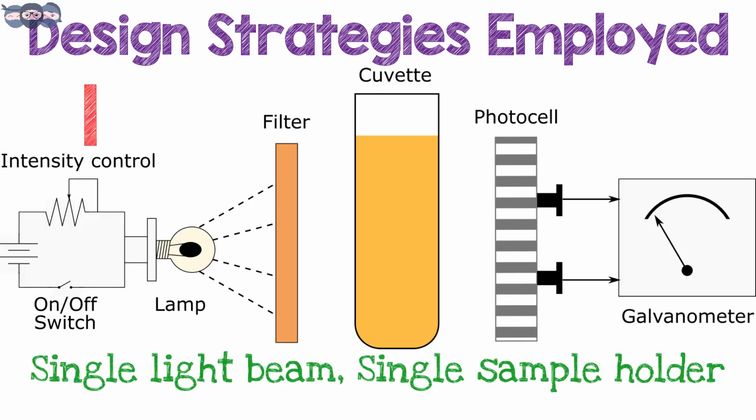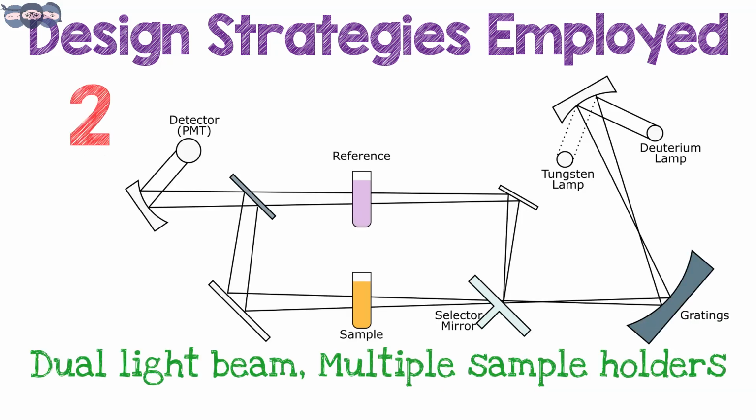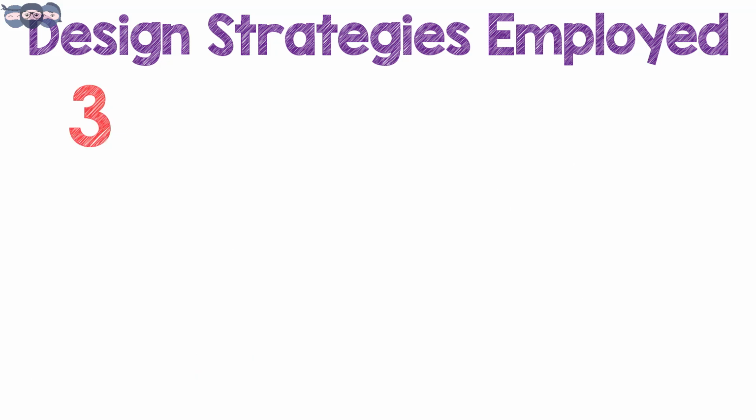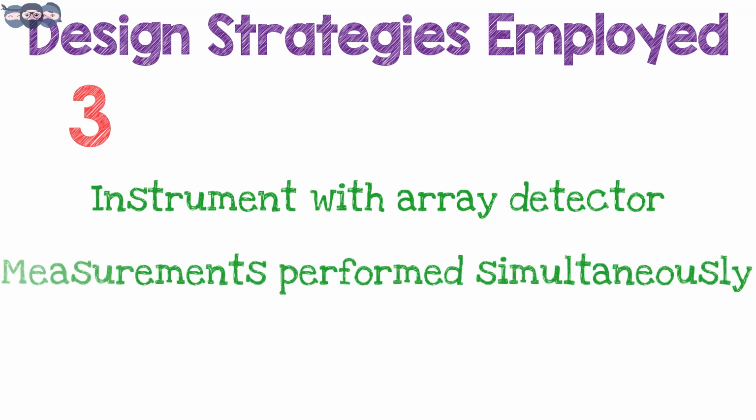The available UV visible absorption spectrometers employ one of the following design strategies. A single light beam and sample holder is present, with the facility for selecting a fixed wavelength from a range of EMR. A fixed wavelength or scanning type spectrometer with dual light beam and sample holders. A spectrometer with an array detector. Here, the measurement of absorption for different wavelengths is performed simultaneously.